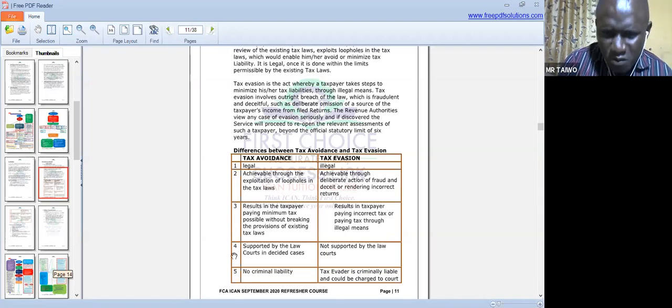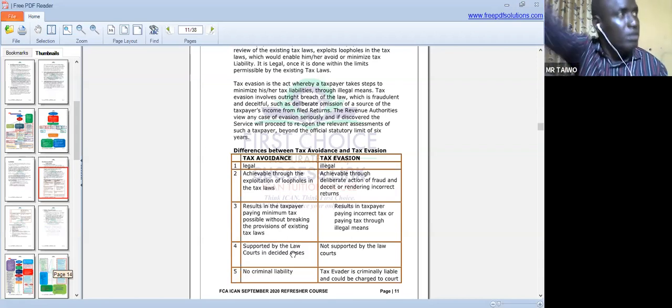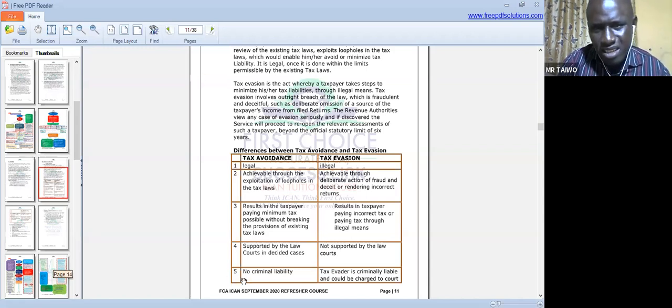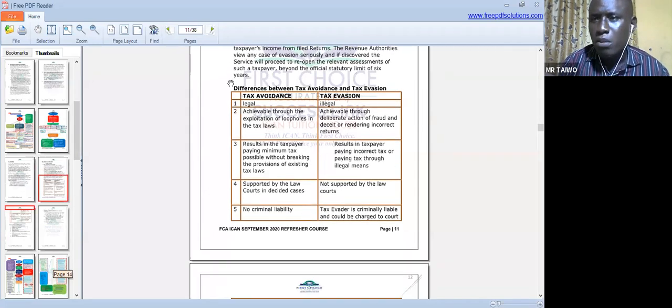But this one results in the taxpayer paying incorrect tax or paying tax through illegal means. The fourth one: supported by the law court in decided cases, because there are law cases that supported tax avoidance. But in no case do we have decided cases that supported evasion. Tax avoidance has no criminal liability. For tax evasion, there is criminal liability. That's that for that topic.